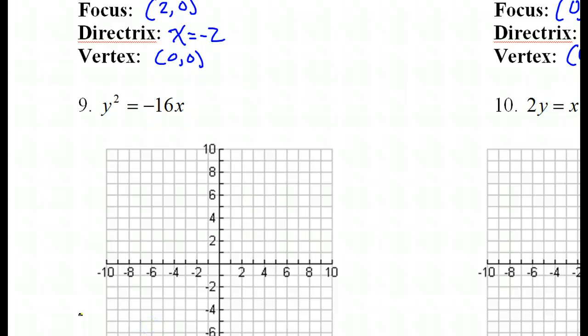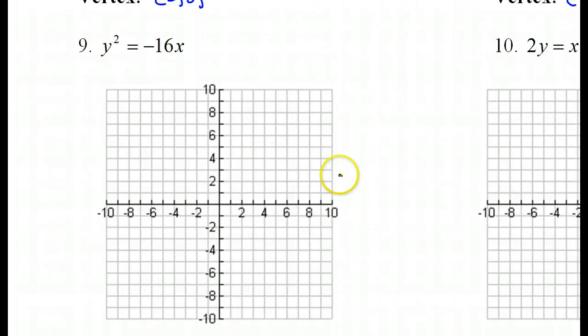Just a couple more. So look at number 9. Will this one be up, down, left, or right? This one is going to be to the left. Ignoring the negative 16 for a minute, I see x equals y squared. That's weird. This has to be sideways.